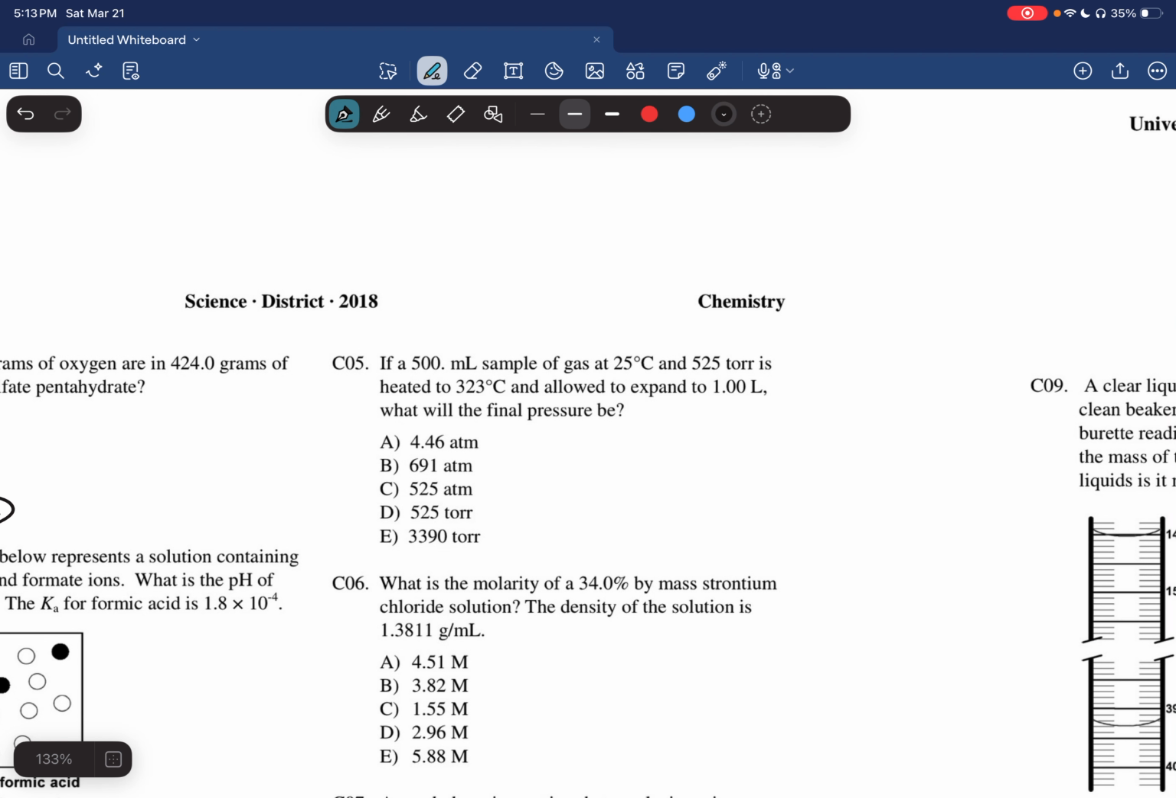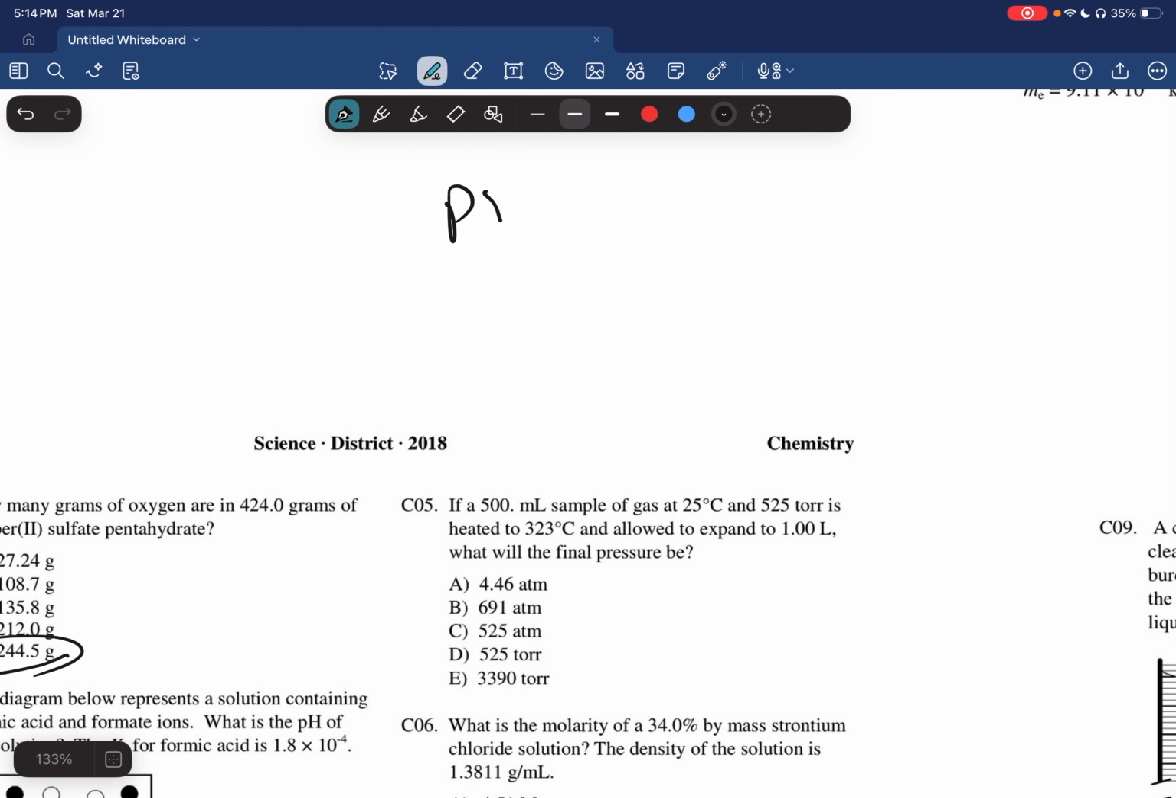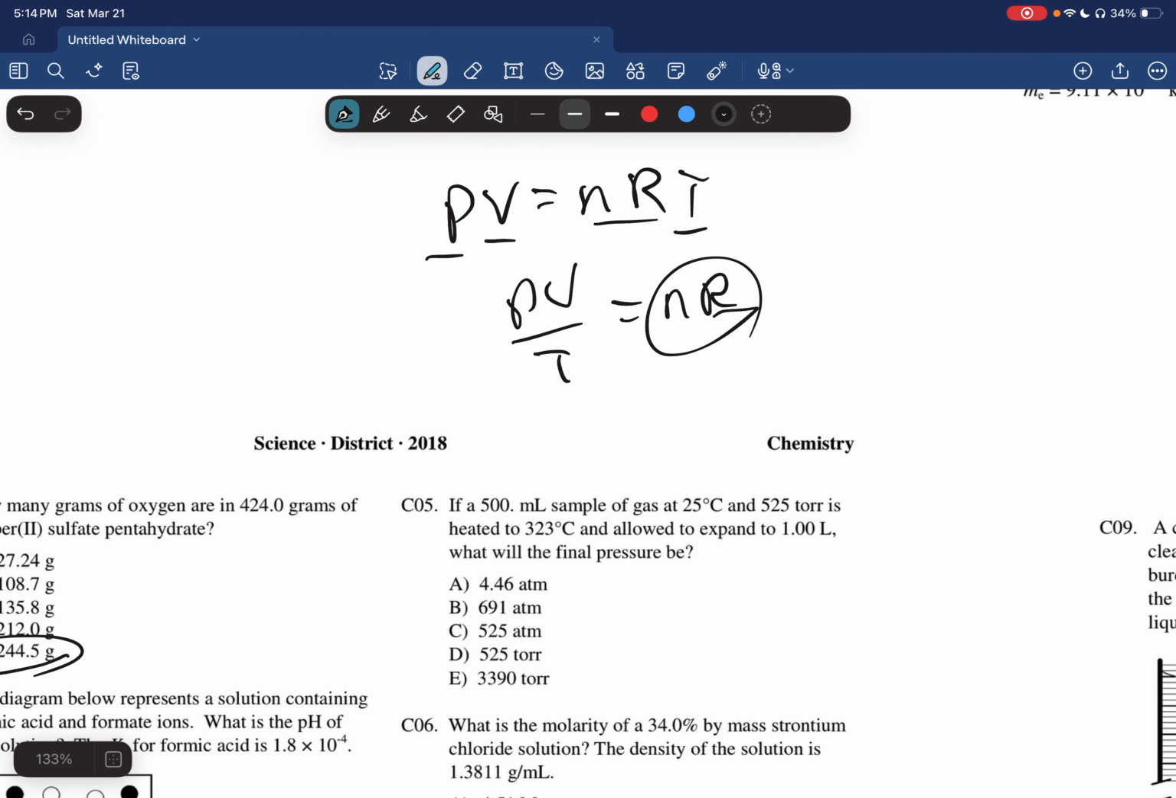Next question says, if a 500 milliliter sample of gas at 25 degrees Celsius and 525 torr is heated to 323 degrees Celsius and allowed to expand to 1 liter, what will the final pressure be? So let's write our ideal gas law. What's changing here? Well, we can see that our pressure is going to change, our volume is going to change, and our temperature is going to change. But nR isn't going to change. So we can say PV over T will equal nR. And since this is a constant, this has to remain the same, even if your pressure, volume, and temperature change.